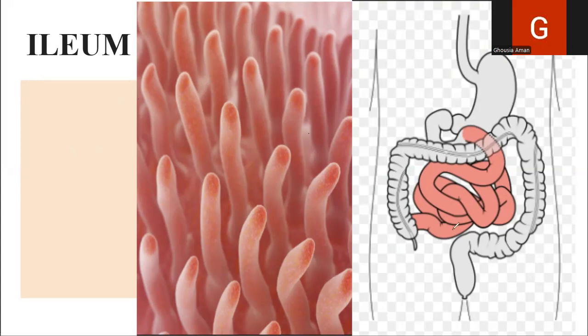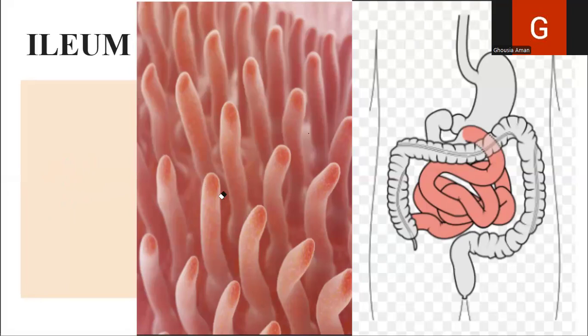Now, what is the structure of ileum from inside? You can see these finger-like projections. These finger-like projections are called villi, V-I-L-L-I, villi plural, and singular will be villus. Just like a towel. Achha. The surface inside the ileum is just like a towel.